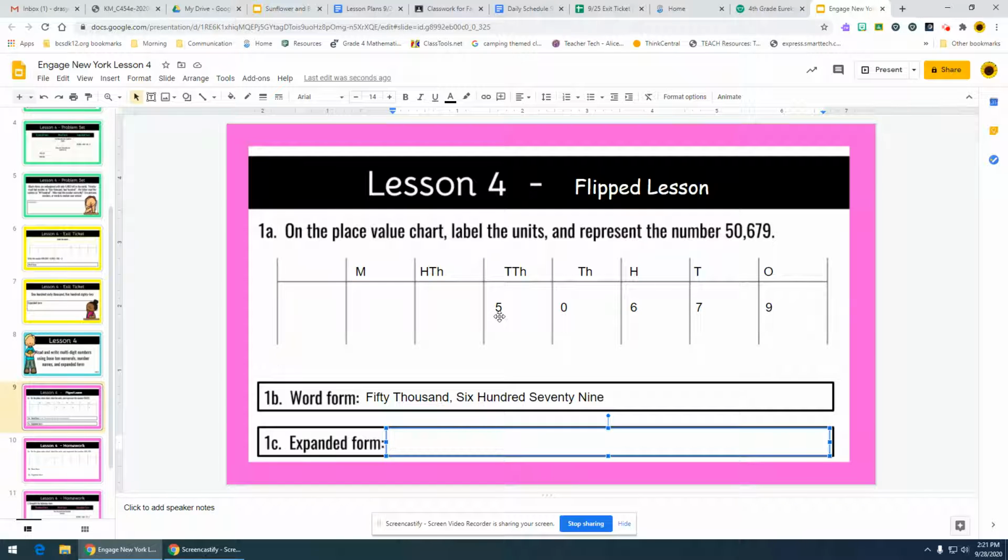I have a 5 in the 10,000s place. So I'm going to write that number out completely. I have 50,000. I'm then going to put a plus symbol in between, because if I add up all of these individual parts, I will have stretched out the number, which is how we represent it using expanded form.